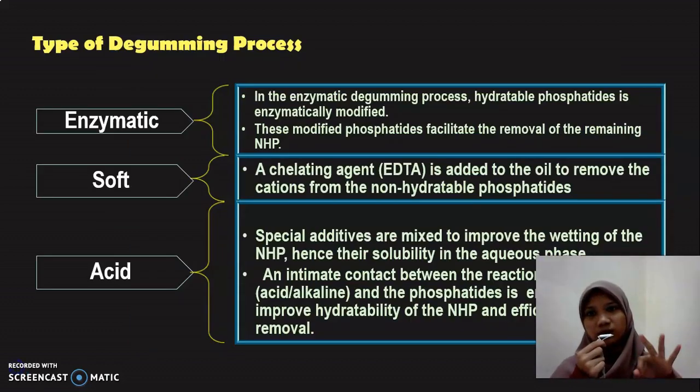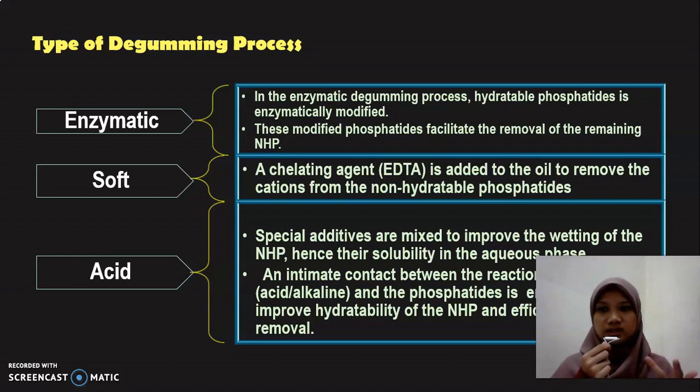Okay, there are three types of degumming process. First is enzymatic, soft, and acid. In the enzymatic degumming process, the hydratable phosphatide is enzymatically modified, because the modified phosphatide will facilitate the removal of NHP. So next is soft degumming. We will add EDTA to the oil in order to remove the cation from the hydratable phosphatide.